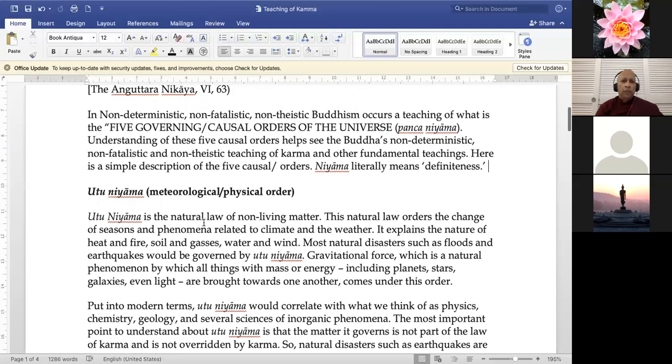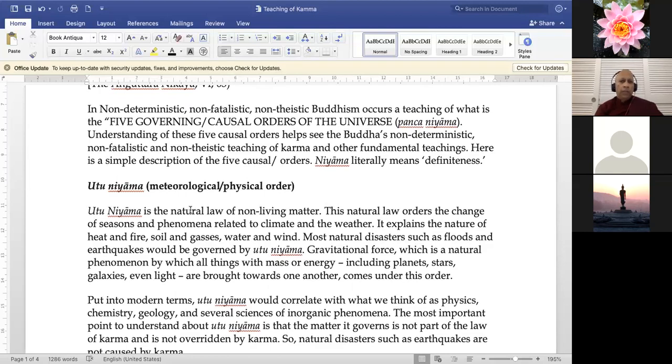Now, Utu Niyama. Why did Buddha come up with this physical or meteorological order, this natural order? Remember we discussed the anthropology of religion yesterday, how our primal ancestors observed natural occurrences like the sunrise, sunset, famine, drought, rainfall, day and night and all that. Our primal ancestors would think that each natural occurrence was an act of a certain divine power.